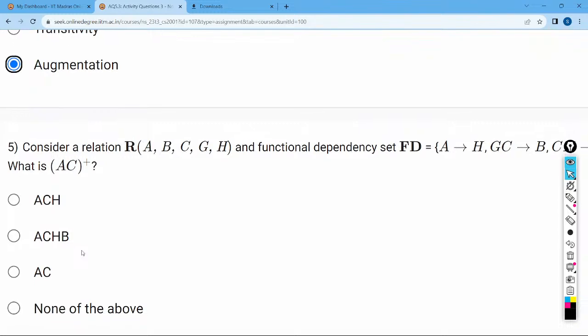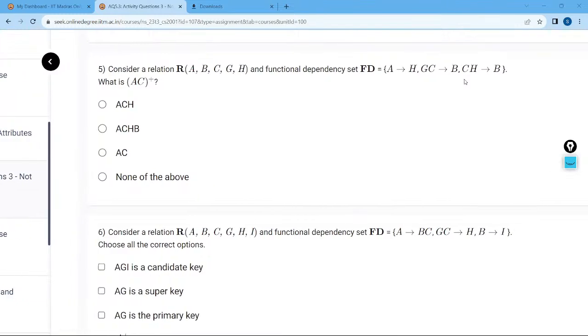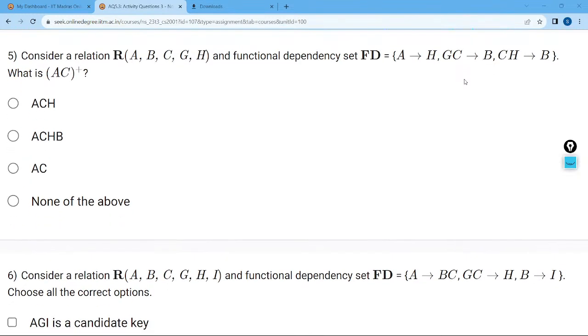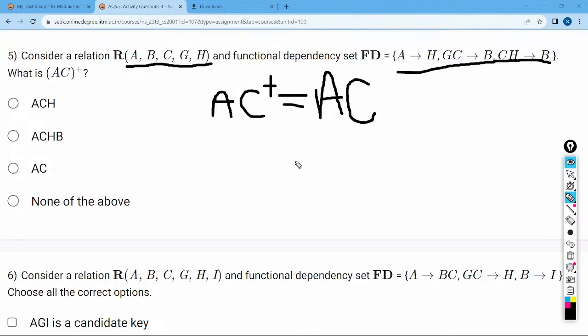Let's move forward. Consider the given relation having the attributes A, B, C, D, E, G, and H. Okay, so 7 attributes and a functional dependency set. Let me zoom out a bit. Okay, so this is good. This is the set of attributes, and this is the set of functional dependencies. So what is AC plus? What is the closure set of AC? So the closure of AC, AC plus, would automatically imply that A and C are part of it. AC is a subset of the closure of A and C.